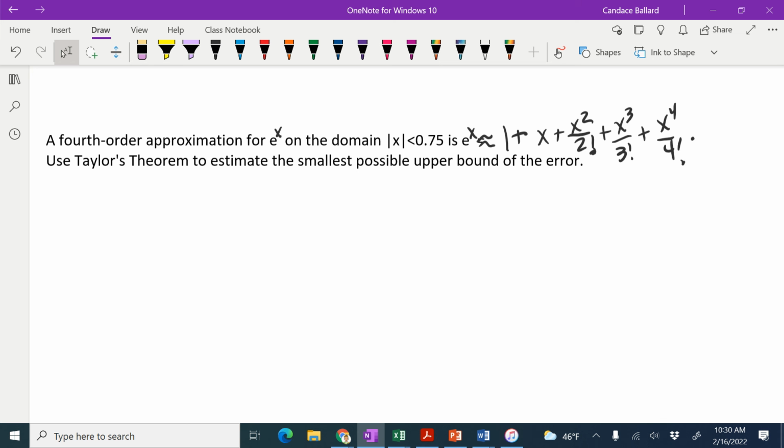The plus sign. 1 plus x squared plus x cubed plus x to the fourth.